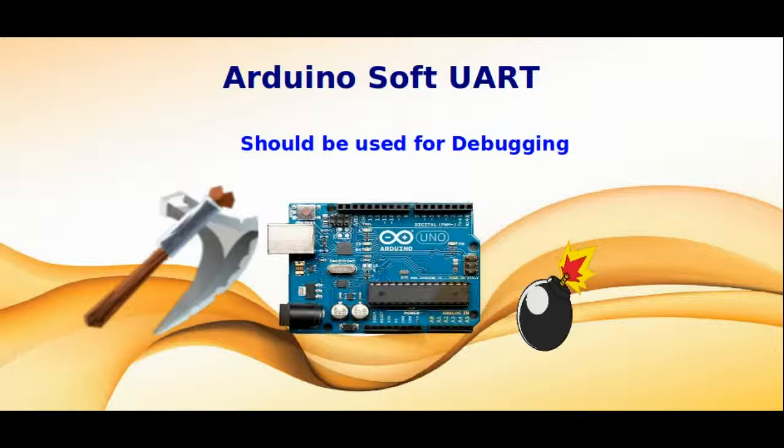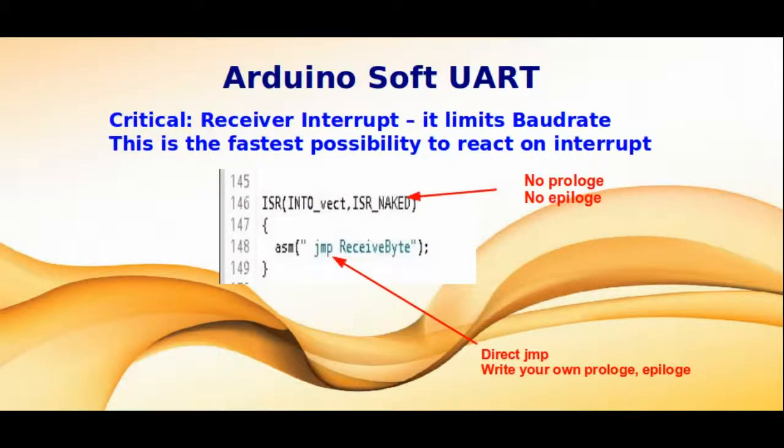Let us take a look at the Arduino sketch. This is the interrupt service routine. Here we see the fastest way to react on an interrupt. In the interrupt service routine, I have written ISR naked. That means no prologue and no epilogue is built by the compiler. And with the assembler statement jump receive byte, we have just one instruction from interrupt to our assembler source.